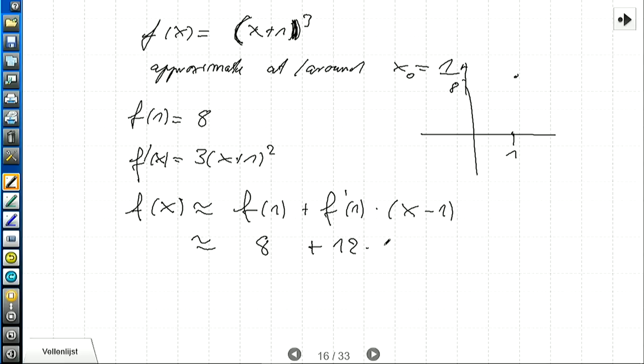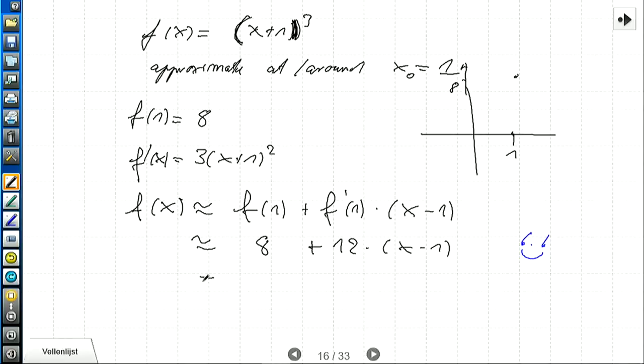12 times (x minus 1). And here comes a nice point, because you also asked when do I have to stop simplifying things? Now this is a brilliant example. I'm just happy that I cooked it up. Is this already okay? Are we already happy here?